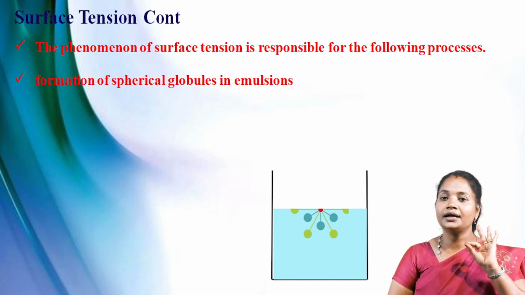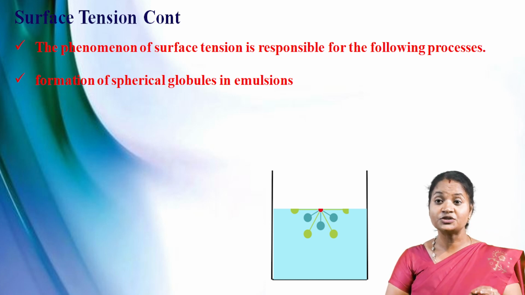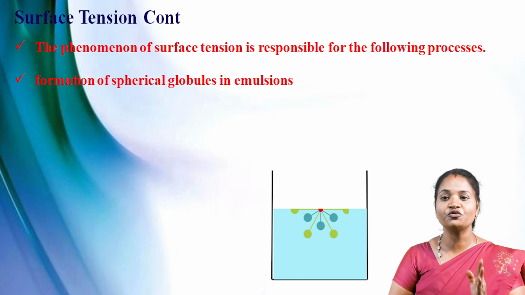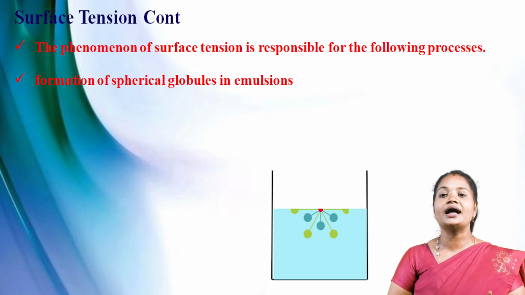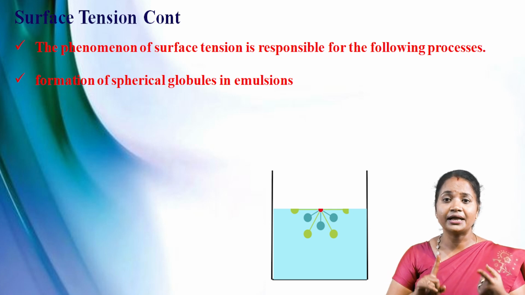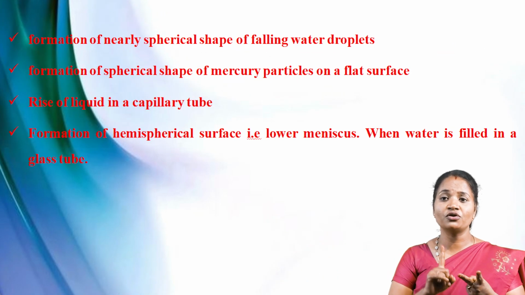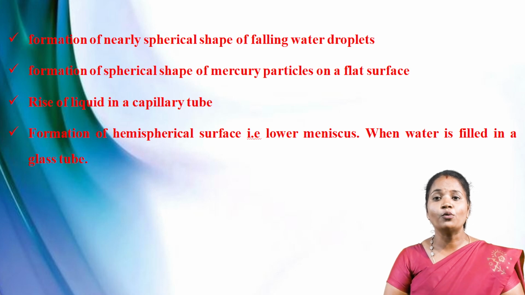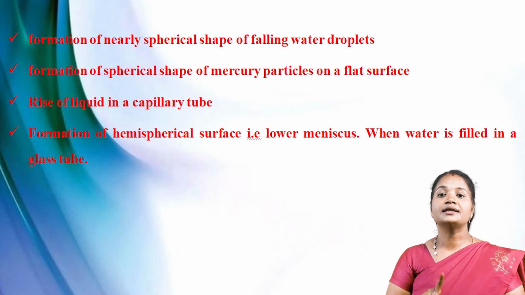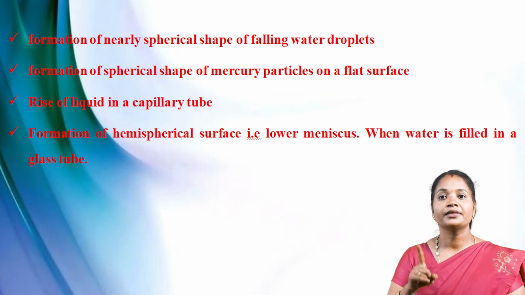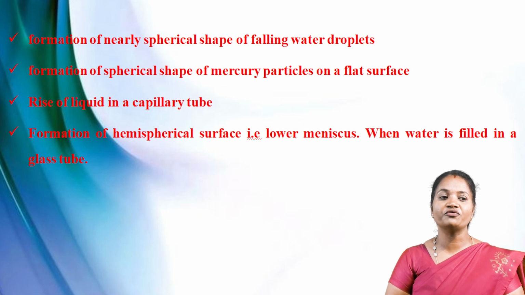It is very important. The interfacial tension has a lower value than the surface tension because the adhesive forces between the two liquid phases forming the interface are greater than those where a liquid and a gas phase exist together. The phenomenon of surface tension is responsible for the following processes: formation of spherical globules in emulsions, nearly spherical shape of falling water droplets, spherical shape of mercury particles on a flat surface, and rise of liquid in a capillary tube. These are the phenomena of surface tension.